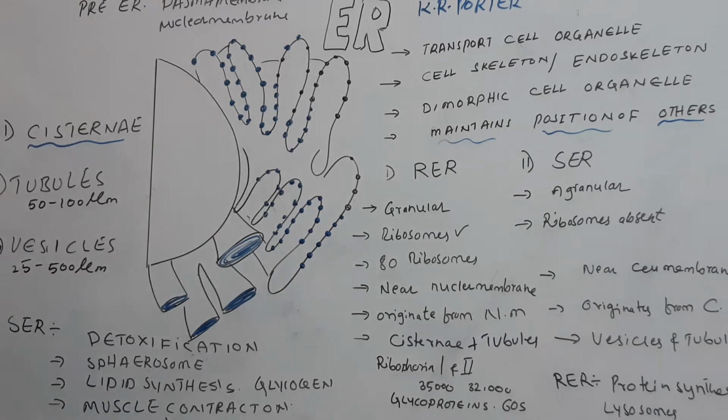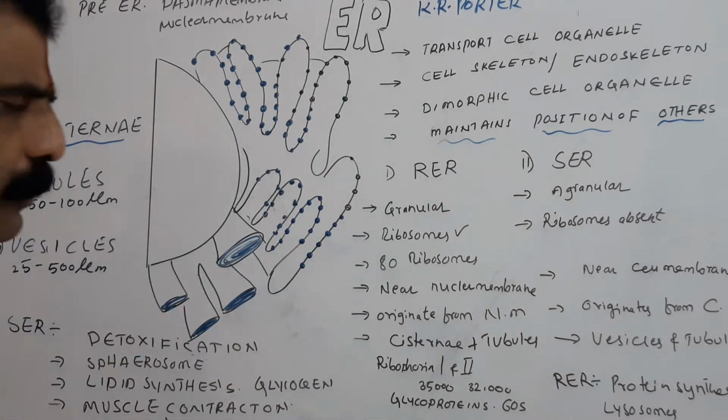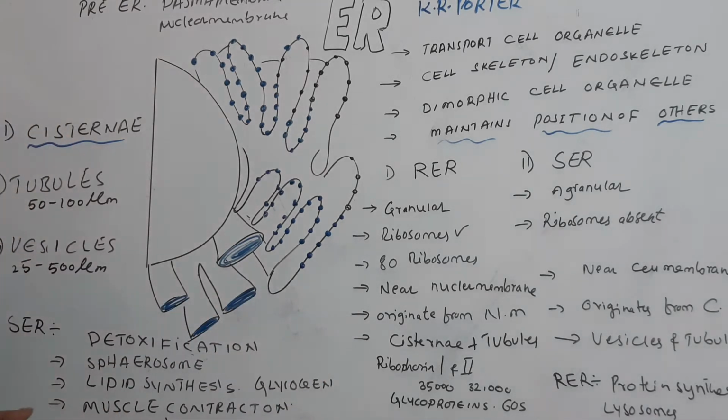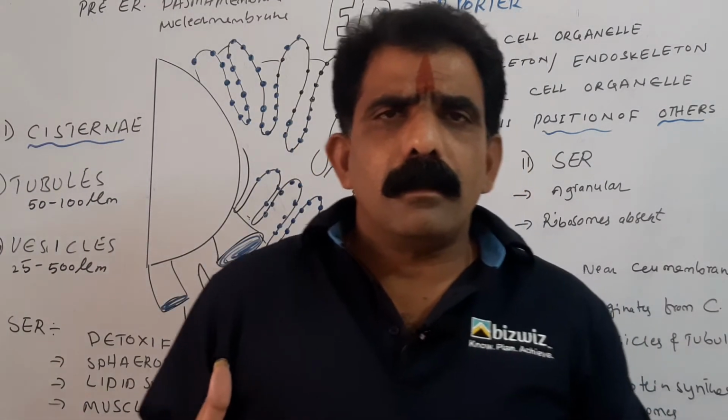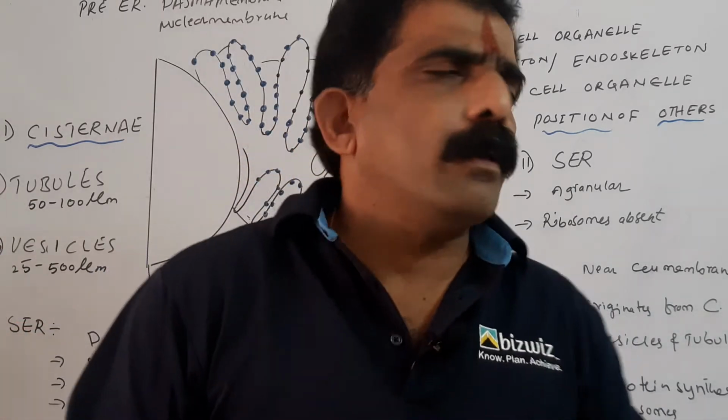Cisternae are flattened sacs which are arranged parallelly, whereas the tubules are branched, filamentous and longer, measuring about 50 to 100 micrometers, whereas the vesicles are vacuolar, measuring 25 to 500 micrometers. All these components are present in the endoplasmic reticulum.